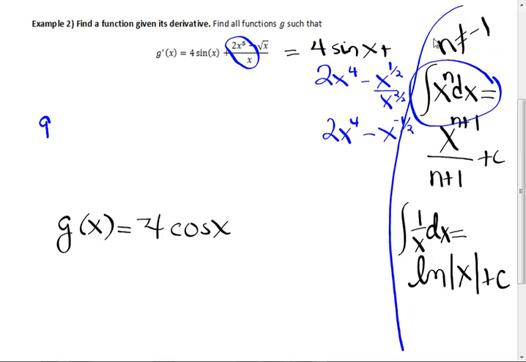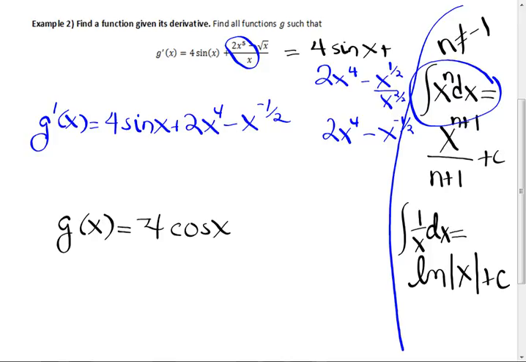So G prime of x is equal to 4 sine of x. And then if we divide x to the 5th by x, that should give me plus 2x to the 4th minus, and then when I take the square root of x over x, I get x to the negative 1/2. I can't do the problem if I leave the x in the denominator. We don't have a quotient rule. We don't have a product rule. You won't like it when we get the product rule. Okay, that's integration by parts.